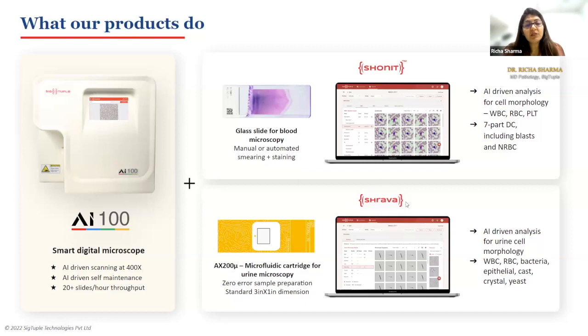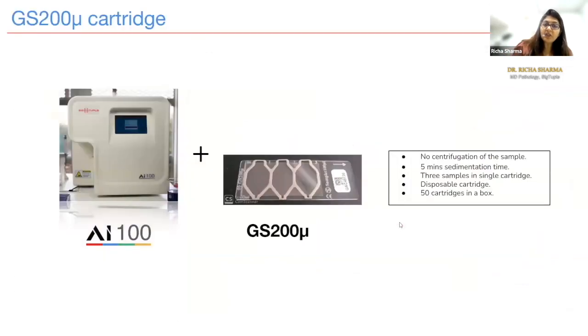Shrava uses a microfluidic cartridge for urine microscopy. So I'll just show you how the microfluidic cartridge looks like. This is what the slide looks like. It has three places for samples. We have to load 100 microliter of sample in each. You need not centrifuge the urine sample. You have to load it on the slide and let it rest for 5 minutes, after sedimentation, 5 minutes of sedimentation time.